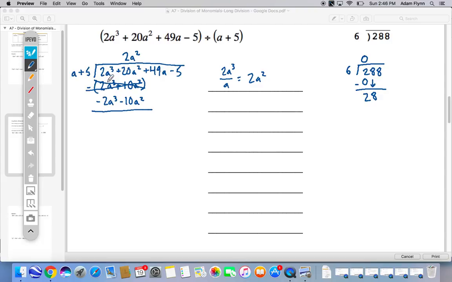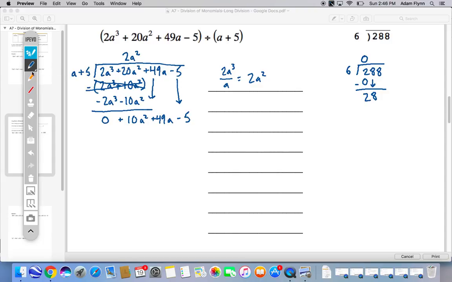So I'm left with 2a cubed minus 2a cubed. So they cancel. So I have 0. And I have 20a squared minus 10a squared, which is a positive 10a squared. Now I'll bring down everything else, just like I brought down the 8 for this problem. So I have plus 49a and my minus 5.